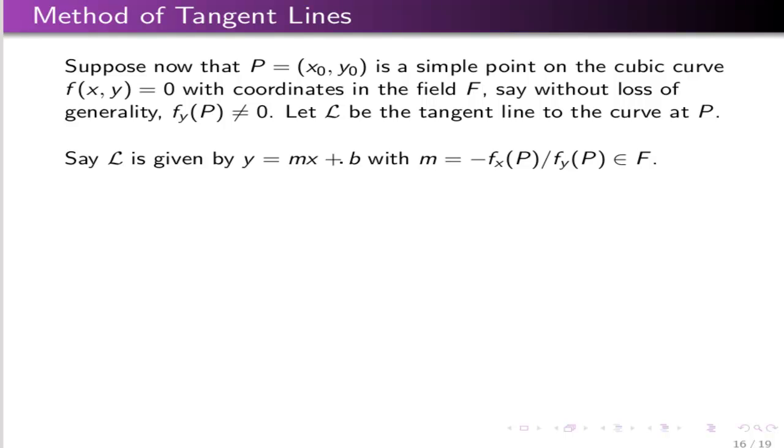And what's the slope of a tangent line? That's dy dx, which from calculus is minus partial f partial x over partial f partial y, and I've just written it in a different notation right here. That's going to have a value in the given field F, because all of these partial derivatives have coefficients in F, and the point P has values in our given field F. Okay, so both m and b, again, come from the given field F.